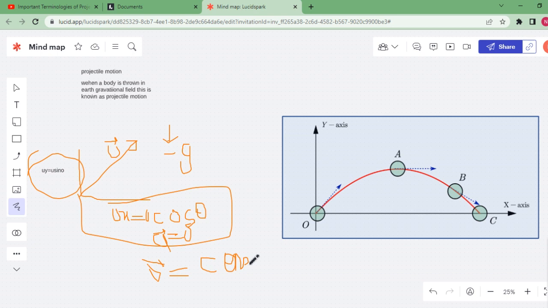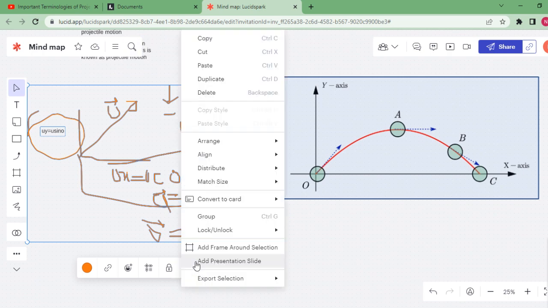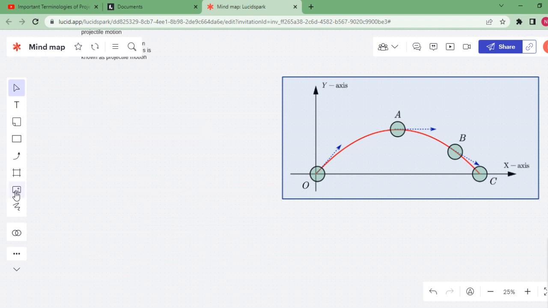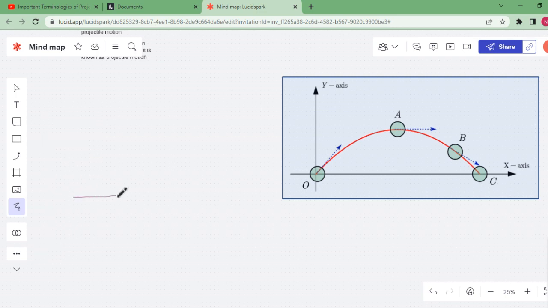Okay, let me discuss the highest point as well. Let me just make the diagram of the projectile motion once, so I can conclude all the important points in just one diagram, right? So let's go. Oh, this is a path. This is a ball. Here the initial velocity is 0, and so is the final velocity.